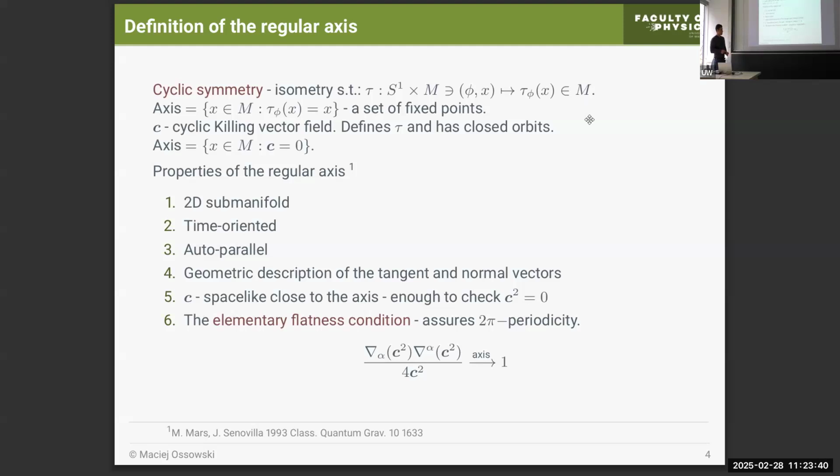To arrive at this condition, what you basically do is you expand the square of the cyclic Killing vector field, and the norm of its gradient. Because everything is regular, you can then evaluate this particular combination on the axis. And if C is 2π periodic in your spacetime, then this combination is 1 at the axis, which is regular. This is the thing that we are also trying to generalize. So this is the regular axis.